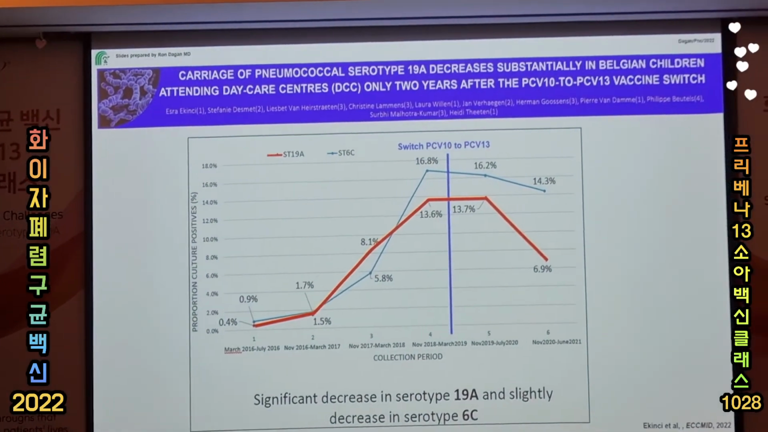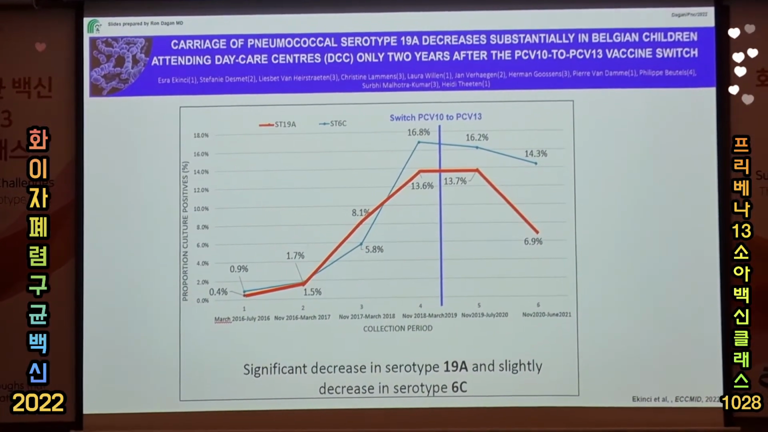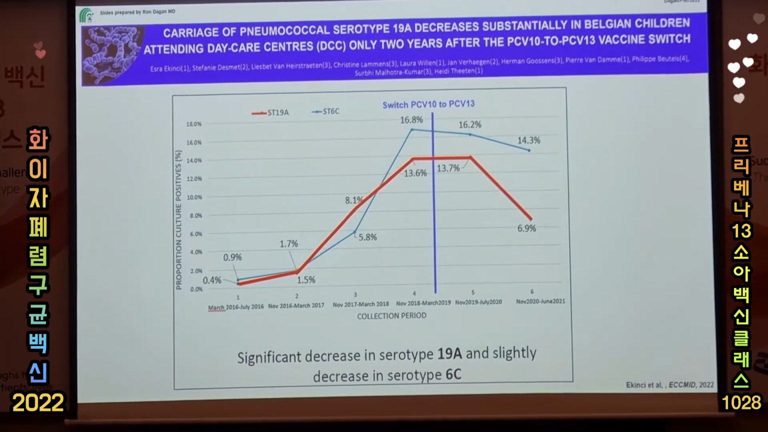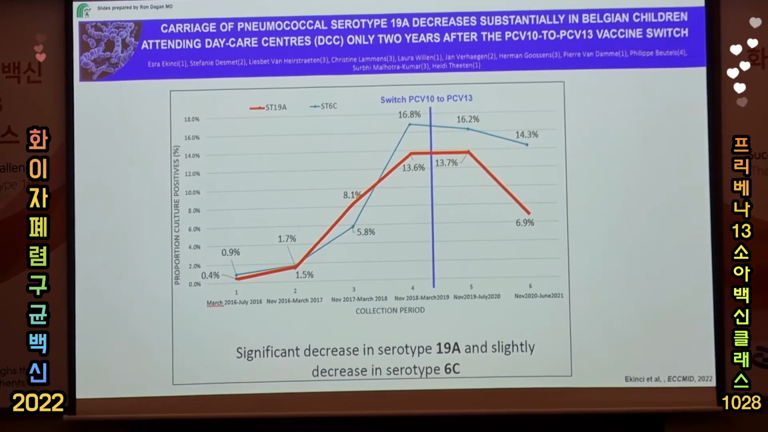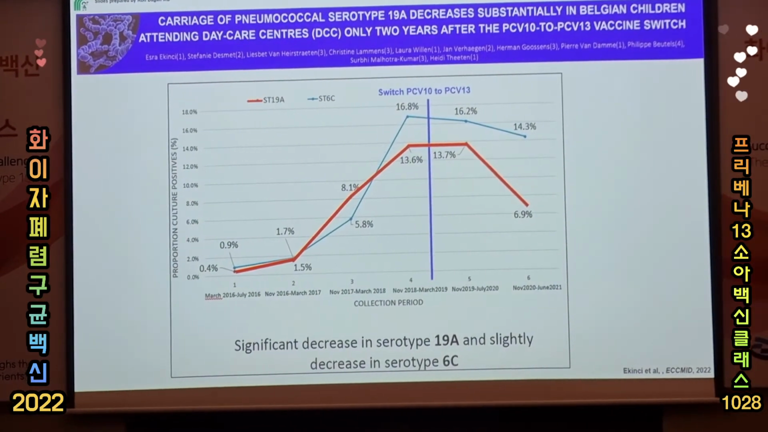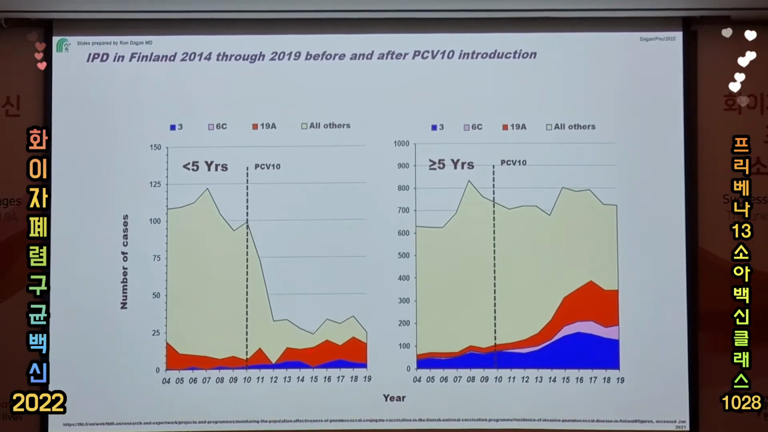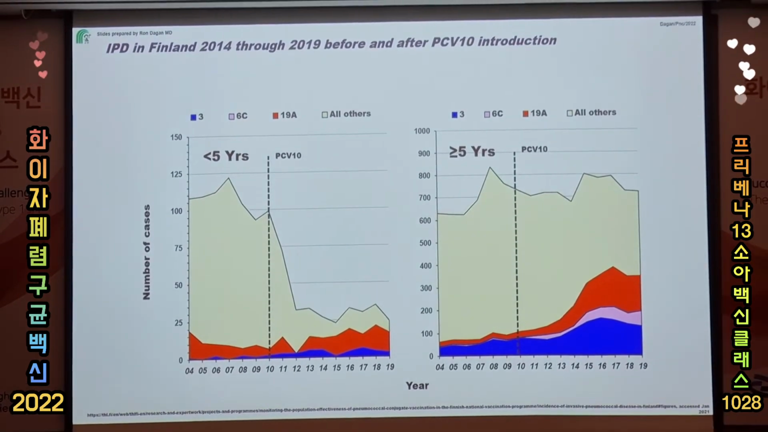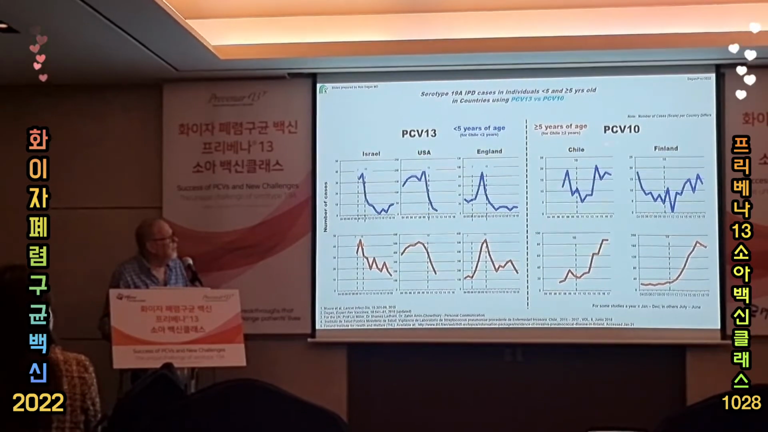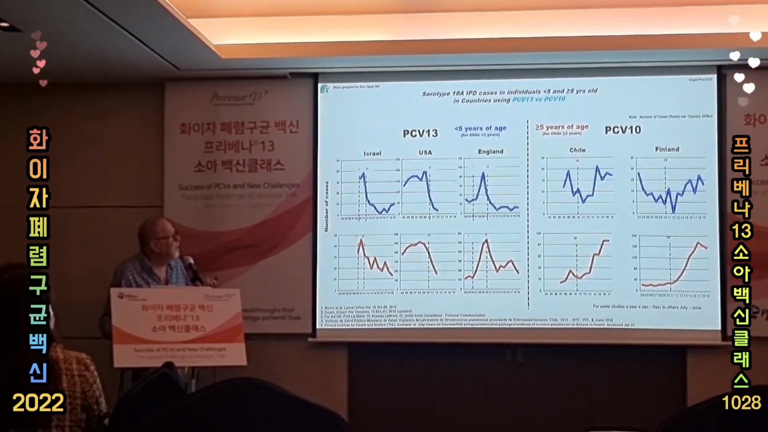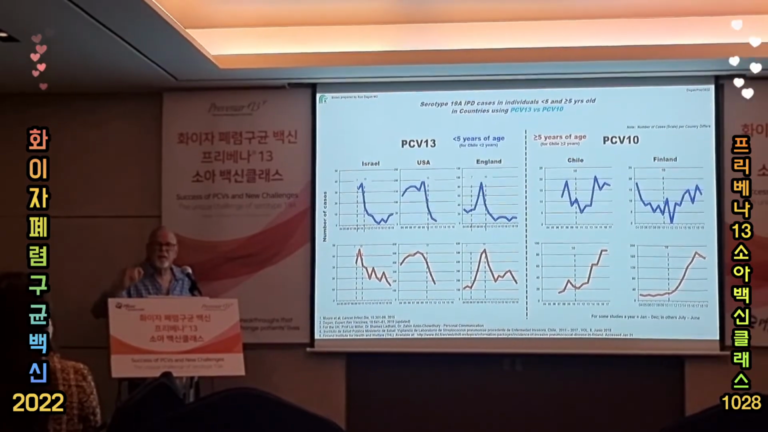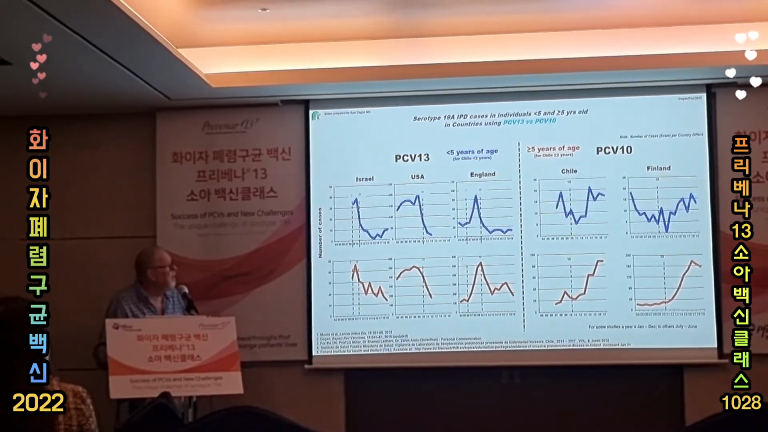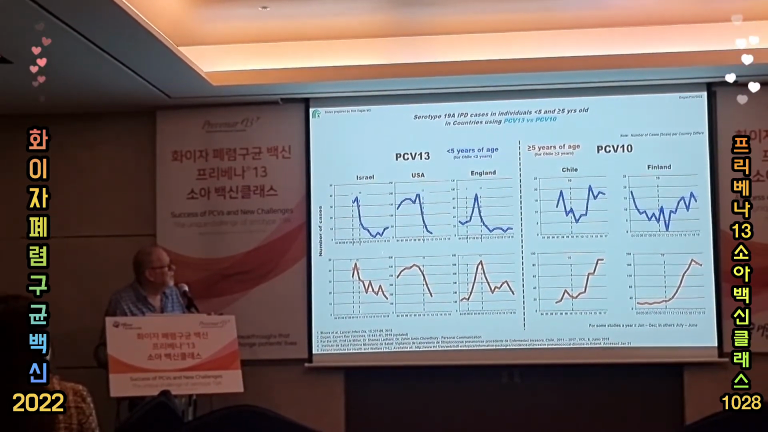This is another country. This is in Colombia, I think. Probably. Oh no, this is in Belgium still. This is carriage of 19A. So this is all related also to carriage, and you can see how, except the 19A never went down. If anything, went a little bit up. But that was not the big problem. The big problem is that they did not succeed, and two that were using PCV10, Chile and Finland. This is the invasive disease that are caused by 19A in children, young children, so those who received the vaccine. And you can see how 19A went down very fast.